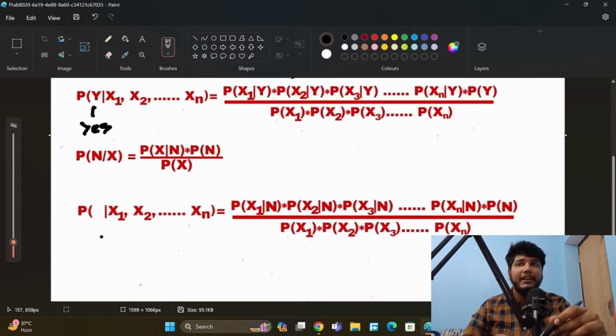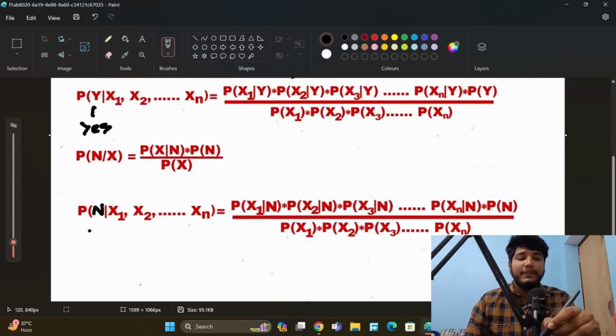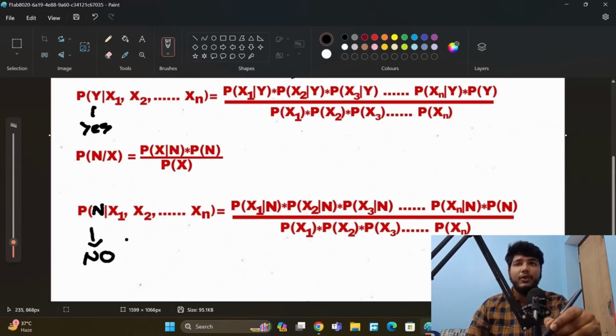And here you will do it for no, that the car is not new. So you will check the probability that the car is not new according to these factors, the independent variables. You will do the same here, and you can see this part is the same.